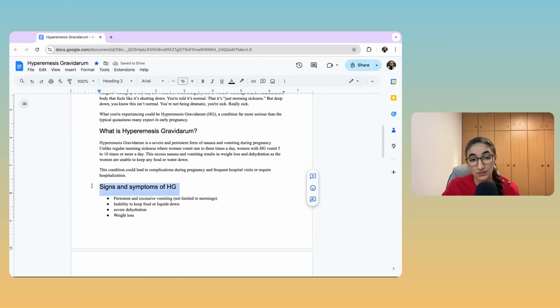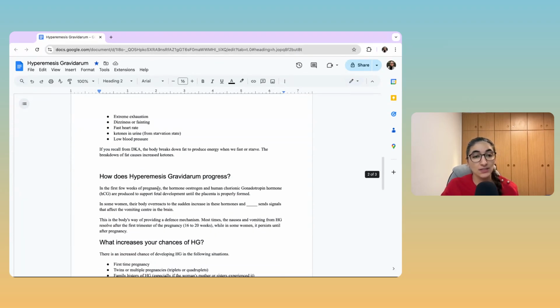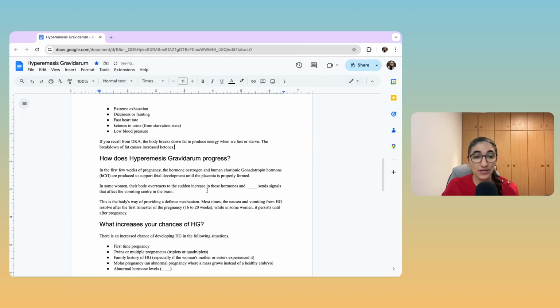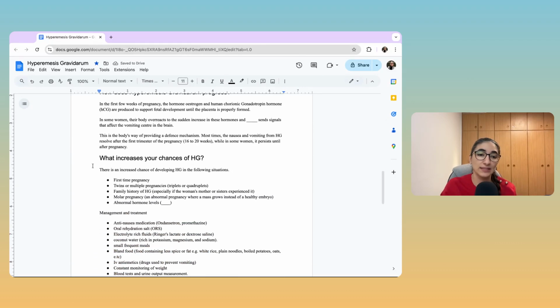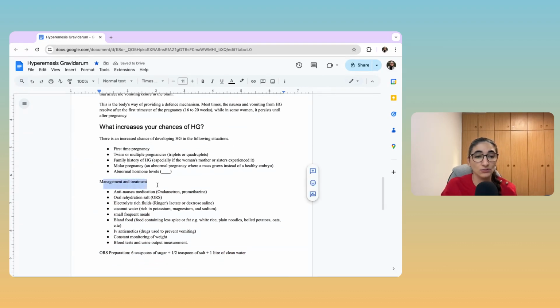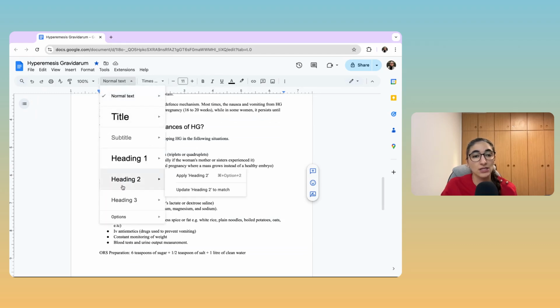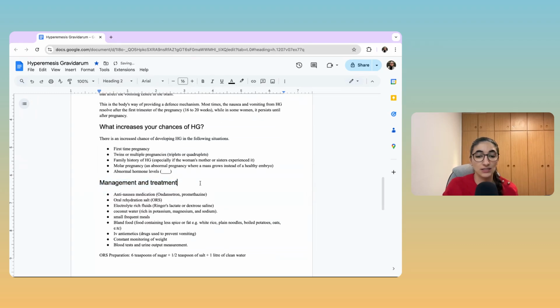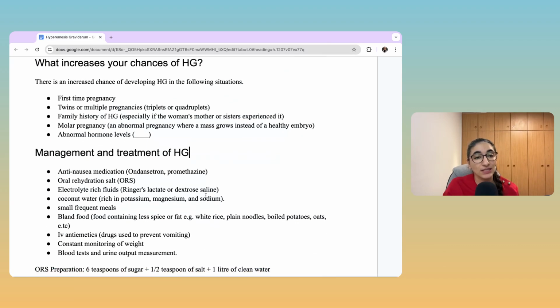So definition, and then signs and symptoms. Then you've got how does it progress, and then what increases your chances, and then you've got management and treatment. And I think that's another heading of HG. Then we've got anti-nausea medication.